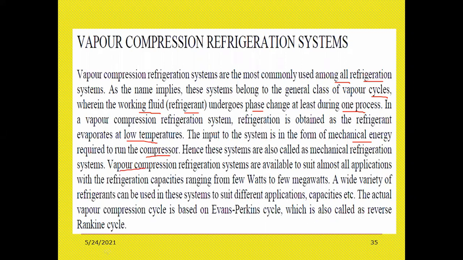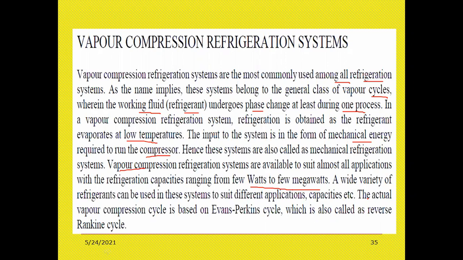Vapor compression systems are available for almost all types of applications, required from watts to a few megawatts. That is why for almost all domestic applications, we are using the standard vapor compression refrigeration system. Starting from watts to megawatts, we can manufacture our own refrigeration systems. Next, a wide variety of refrigerants can be used in the system for different applications.